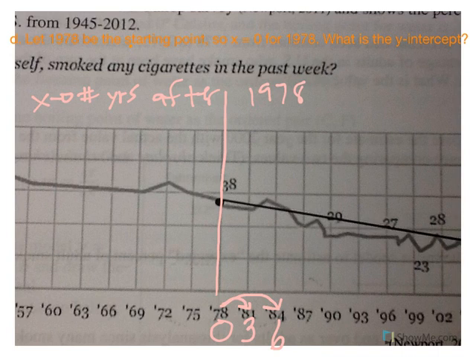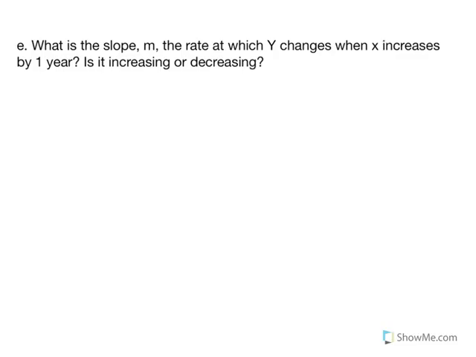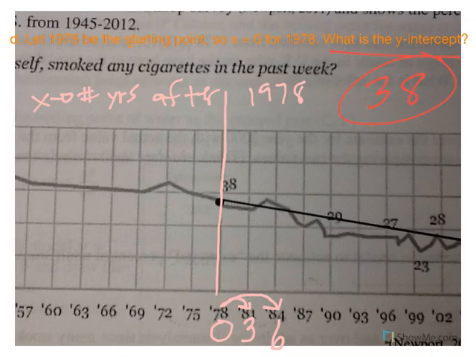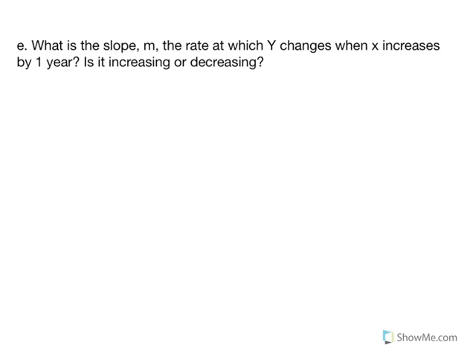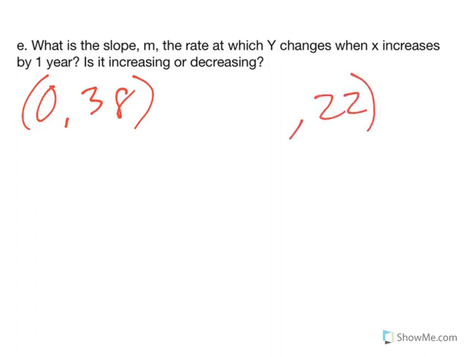Okay, so let's answer this question now. What is the y-intercept? Well, if you see my pink line here, it crosses at 38. So my y-intercept, my starting point, is 38% of adults smoke. Now finding the slope. I need points. I'm going to use 0, 38 as a point. And then if you look all the way down to the very end, in 2011, I have 22.